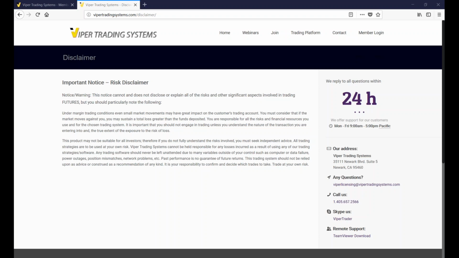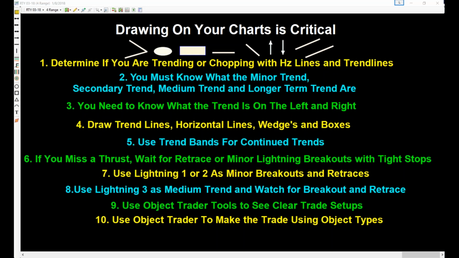Okay, now let's go to the little chart that I've got set up here, and we're going to go over in detail tonight how to draw on your charts. Because I am here to tell you, if you will use the tools and draw on your charts, you will not lose money in trading. You will know where the trades are, and you'll be able to actually see the trades.